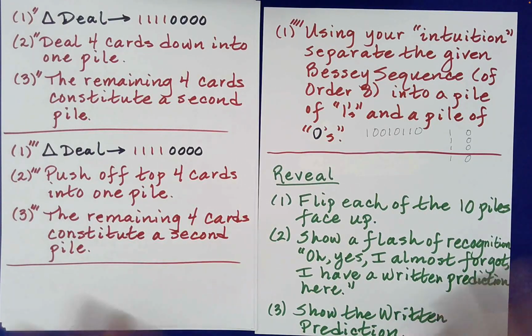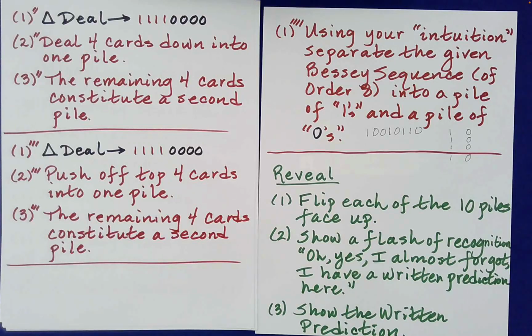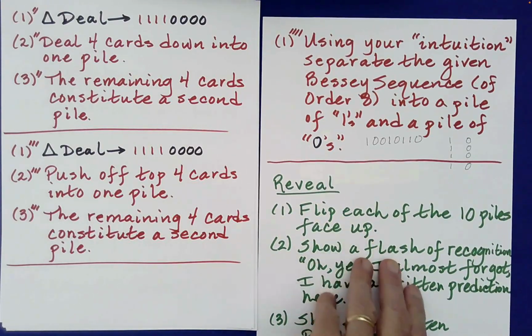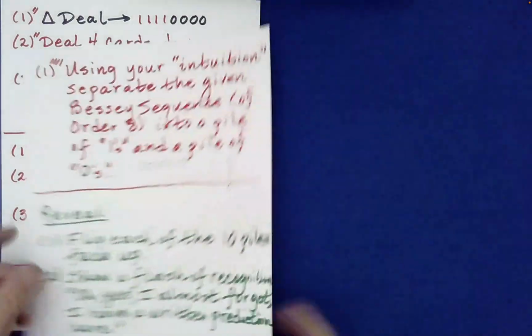Okay, and then display the piles. Show a flash of recognition, like, oh wait, I forgot, I wrote a prediction for this, and then just bring out your prediction and show that your prediction is correct.